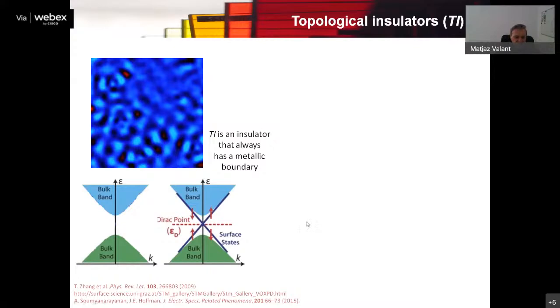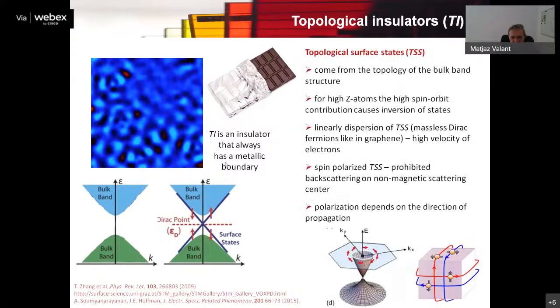And the reason for this are states that actually cross the band gap and form the so-called Dirac cone with a Dirac point in the middle. Well, I use this chocolate bar just to illustrate these topological insulators. If we say that the chocolate is the semiconductor, we have it wrapped in aluminum foil. So inside we still have a semiconductor, but on the surface the system is conductive.